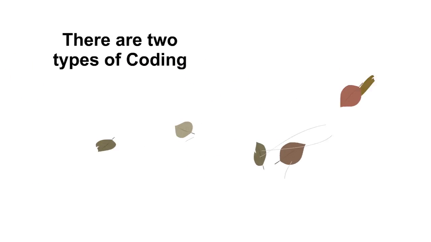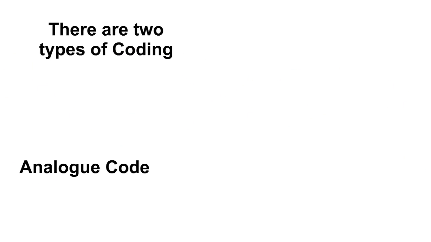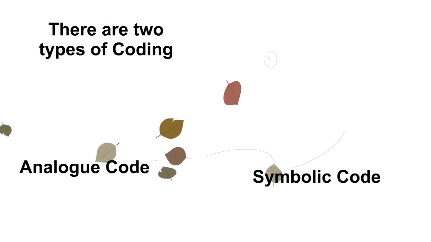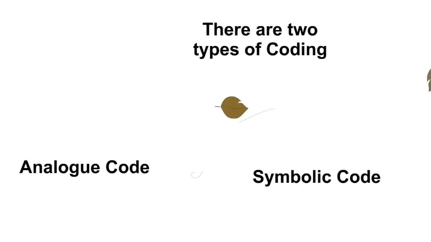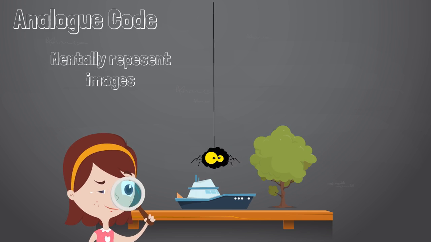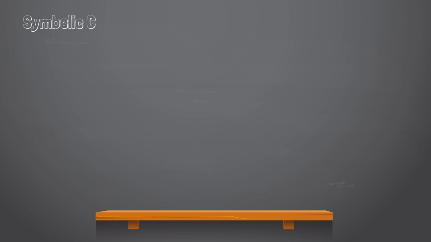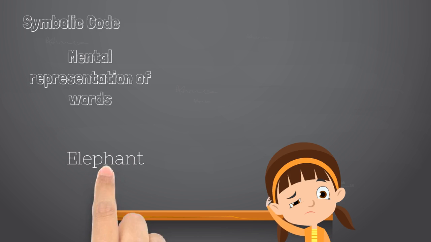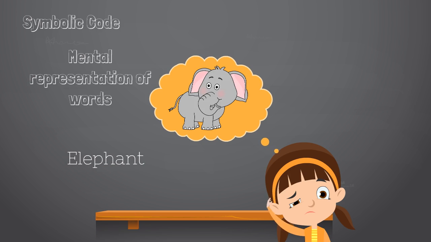There are two types of coding. There's analog code and symbolic code. So let's learn about both. Analog code is used to mentally represent images. You retain the features of what's being represented, so it forms in a similar way to the physical stimuli. Symbolic code is when you mentally represent words. You represent something conceptually and arbitrarily.